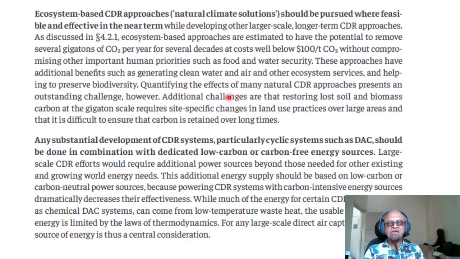So there are many challenges, of course. These approaches can help restore lost soil and biomass carbon at gigaton scale with site-specific changes in land use practices over large areas. Of course, it's difficult to ensure that carbon is retained in the soils over long times, because with warming, respiration goes up, human perturbation of ecosystems continues, and urbanization continues, etc. Right? Any substantial development of CDR systems, particularly cyclic systems such as DAC, should be done in combination with dedicated low-carbon and carbon-free energy sources.